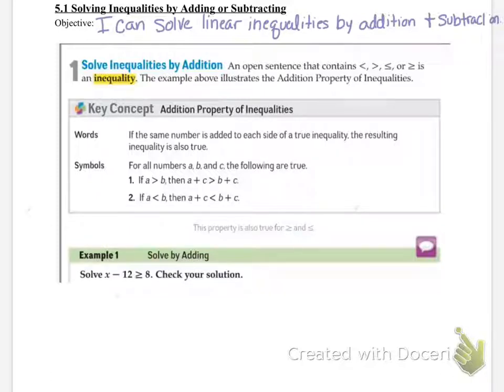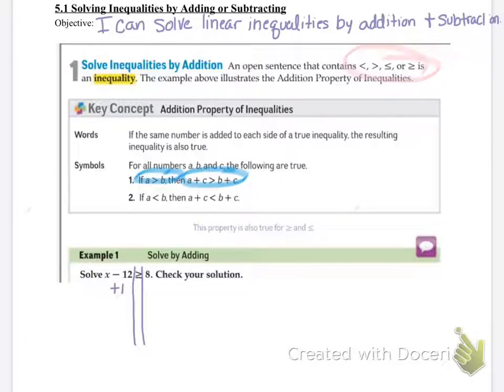An open statement that contains greater than, less than, greater than or equal to, or less than or equal to is called an inequality. We've seen these before. In this key concept box, it's telling us that if A is greater than B, and we add the same amount to both sides, in this case C, then A plus C will still be greater than B plus C. We can say the same thing if A is less than B: then A plus C would still be less than B plus C.